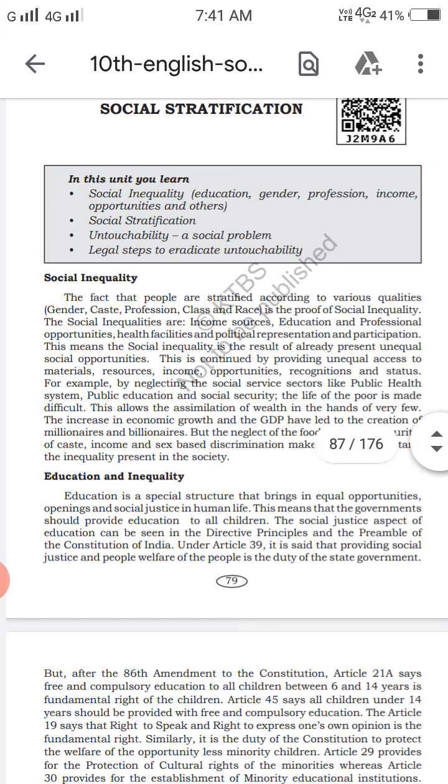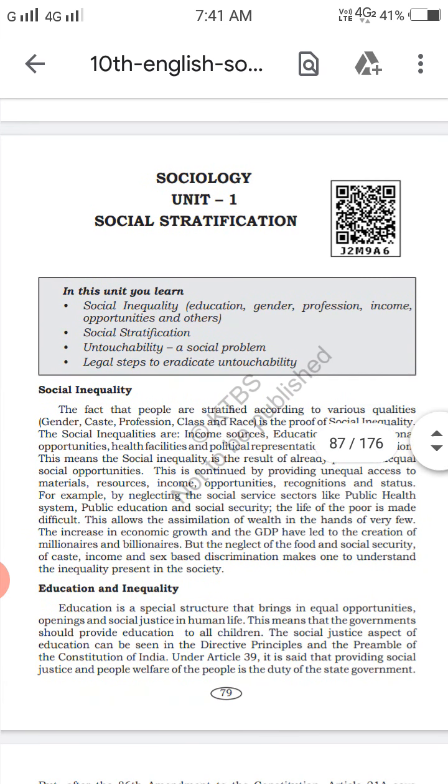Today's topic is social stratification from the sociology section. Before I explain social stratification, we should first know the general concept of stratification. So, what is stratification?